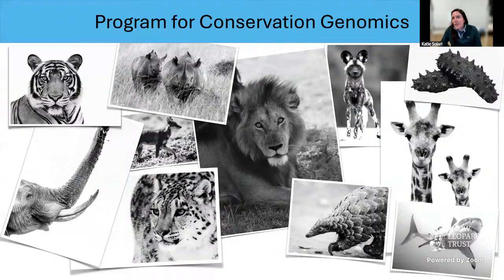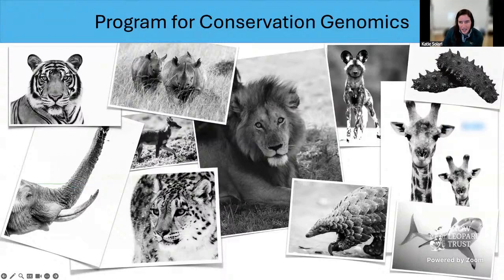So to start off, a bit about the Program for Conservation Genomics. Our main goal is to capitalize on genomic technology to develop methods to monitor species non-invasively. And so the methods that I'm going to be talking to you about today can be applied to any species of conservation concern. So any of the species shown here, it's very versatile.